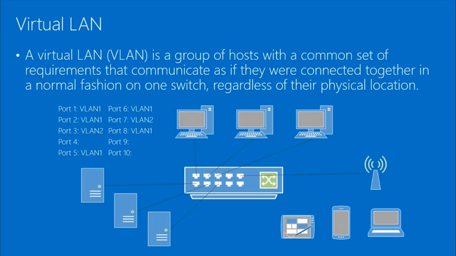Virtual LAN. So a VLAN is a group of hosts with a common set of requirements that communicate as if they were connected together in a normal fashion on one switch, regardless of their physical location. Okay, so let's take a look at what that means. We've talked about the fact that a switch has the ability to know the device at the end of the port. So hey, this is device 1, this is device 2. So a virtual LAN allows us to group those devices together. So hey, devices on ports 1, 5, and 10 are on a single network or virtual LAN.